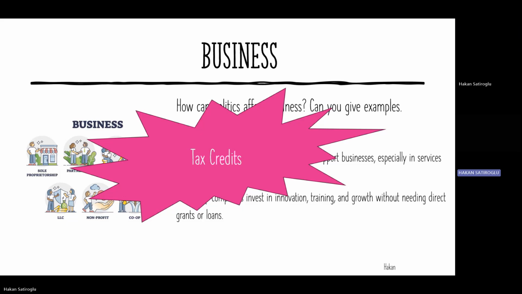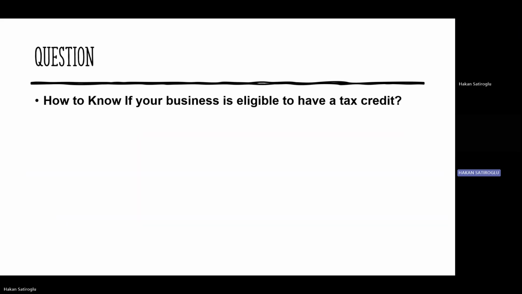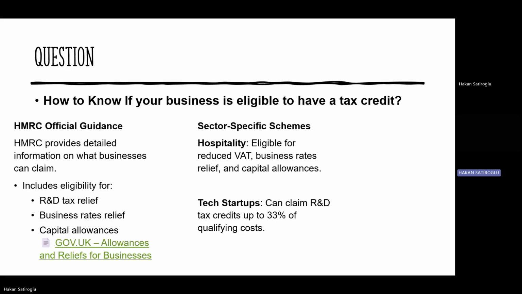And this is another question: how do you know if your business is eligible for a tax credit? Because we have really advanced e-government sites, like GOV.UK. And I can say HMRC official guidance provides detailed information on what businesses can claim. So you can search and check. If you don't check, you are not going to be aware that the tax credit or help from government is available for you. Okay, you need to check.